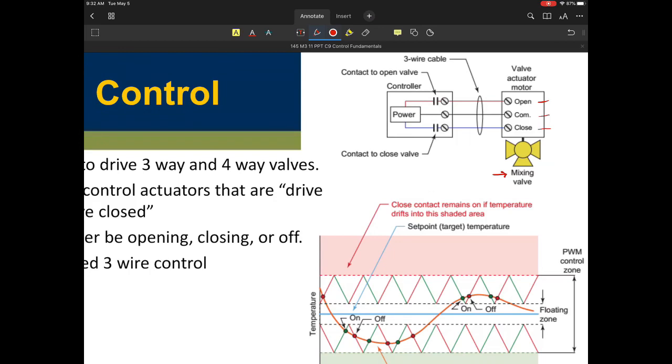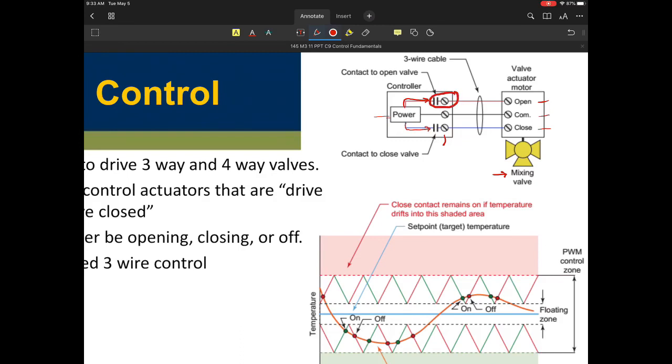So there's an image on the top right here, and I'm showing a mixing valve right there, and I have an open, a common, and a close type input to these controllers. So what happens then is I have to define this or find this on the controller, which I will notice as essentially a drive open, drive close type command.